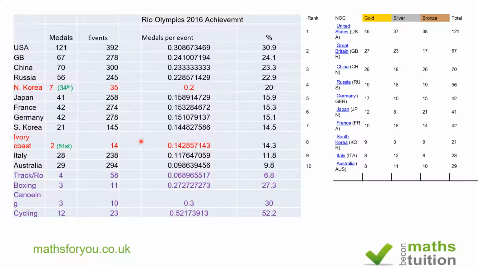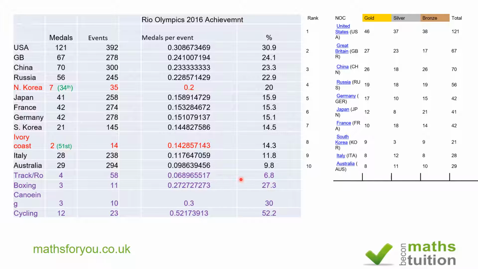But have a look at Ivory Coast. Now, Ivory Coast had only 2 medals. They took part in 14 events. So their success rate is 14.3%, above Italy and above Australia. But in the IOC's ranking, Ivory Coast came 51st.